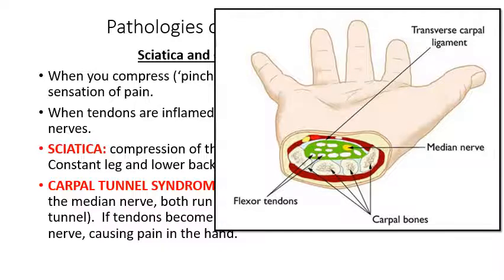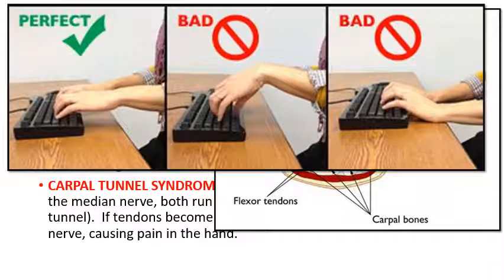So here we have the carpal tunnel. There are the carpal bones around the back there. All of these things here are the tendons. And here we have something called the median nerve, which is right there. And if those tendons swell up, they will compress the median nerve and cause pain in your hand. How does this normally happen? It usually happens as a result of poor typing posture.